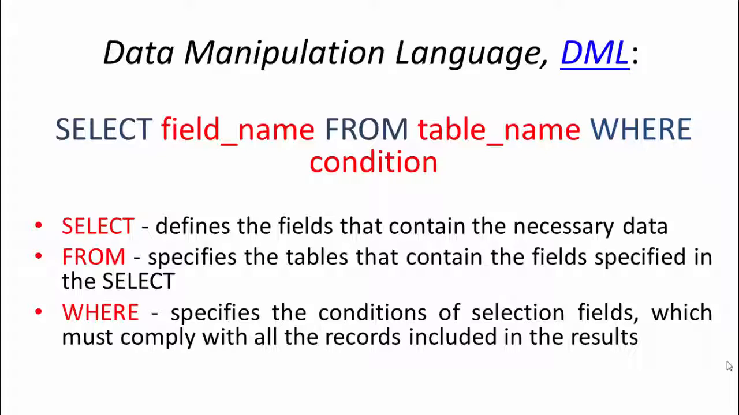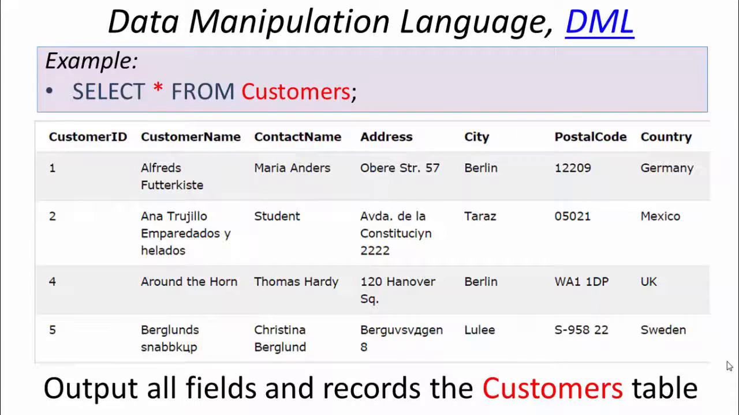Let's see the first operator. It's the select. Select field name from table name where condition. Select defines the field that contains the necessary data. From specifies the tables that contain the fields specified in the select. And where specifies the condition of selection, which all the records included in the results must comply with. For example, select star from customers outputs all fields and records of the customers table, because star means output all fields.